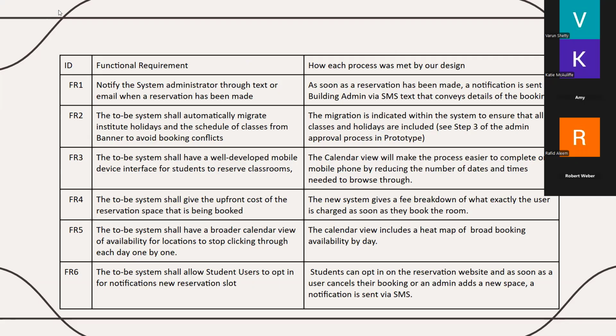The 2B system needed to be optimized for mobile interfaces, and we did that with the calendar view, and also we'll test our interfaces across multiple devices. The 2B system shall give the upfront cost of reservations, and the new system calculates fees and shows a breakdown as the user books the room. Finally, we have the calendar heat map view, which satisfies our need for a calendar view of availability. And then we also built in an option for the student users to opt in for notifications, and when somebody cancels a request, they are sent a notification.